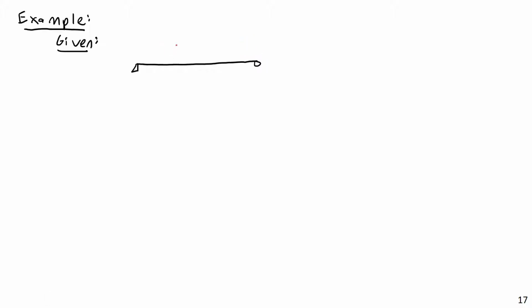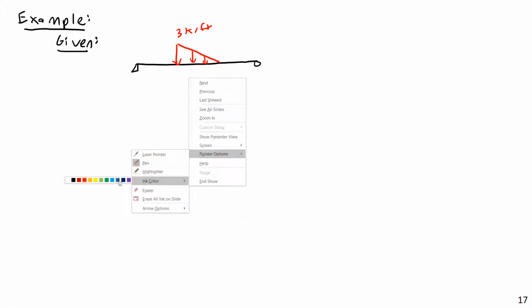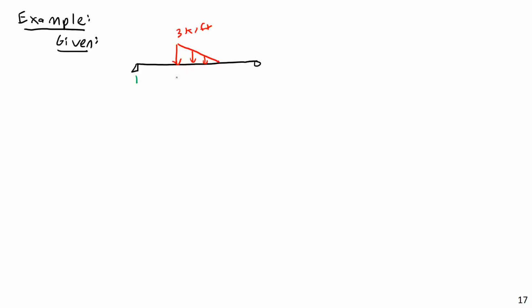Let's say this is a triangular load. So I'm going to start at 3 kips per foot, and dimensions. Let's say this here is maybe 4 feet, 6 feet, and 4 feet. This is given, and then find the V and M functions of this beam, the shear and moment functions of this beam.